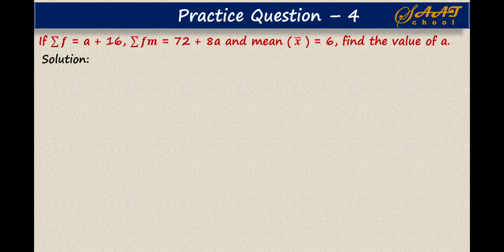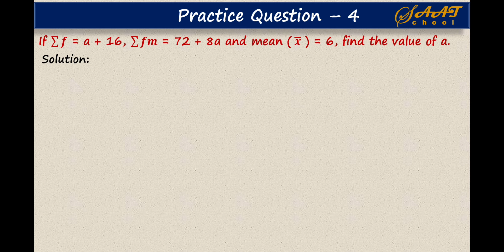Now again one more question, practice question number 4. Here sum of f is a plus 16, sum of fm is 72 plus 8a, and mean is given 6. The unknown value a we have to find. If you think the question is familiar and if you think you can manage this, I want you to try. Give it a go. Good luck. I hope you manage that.